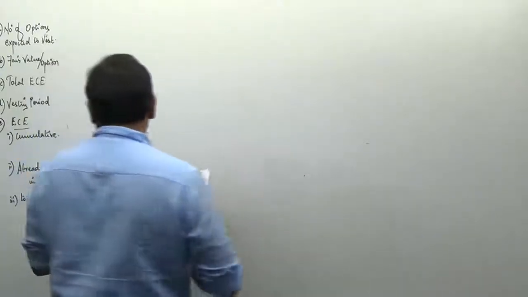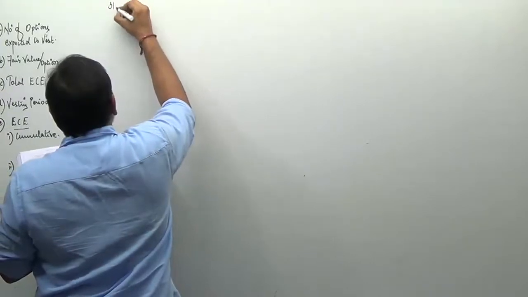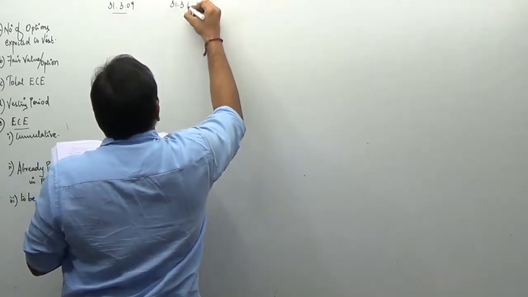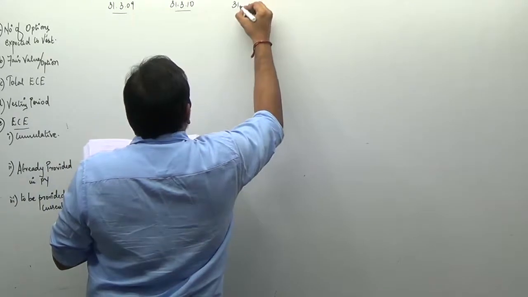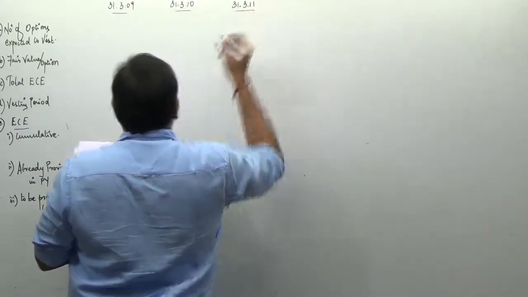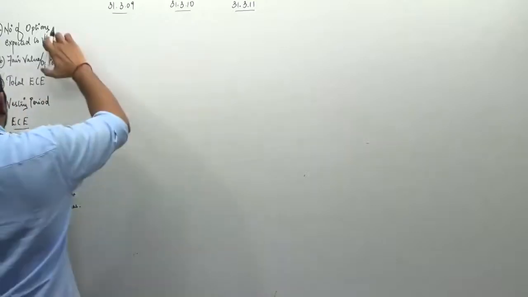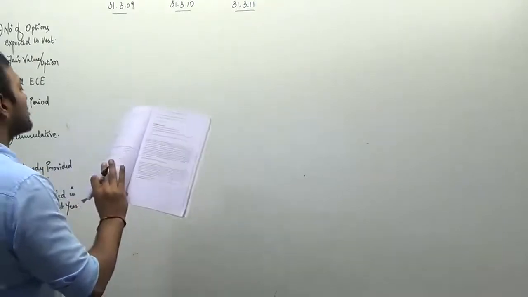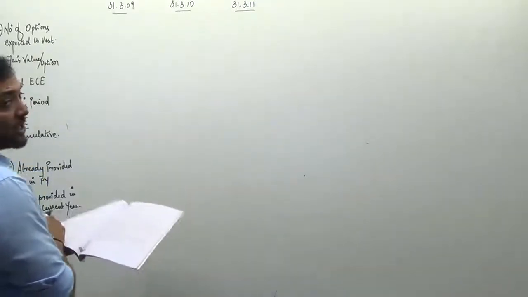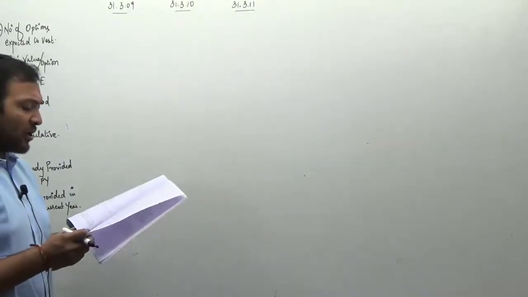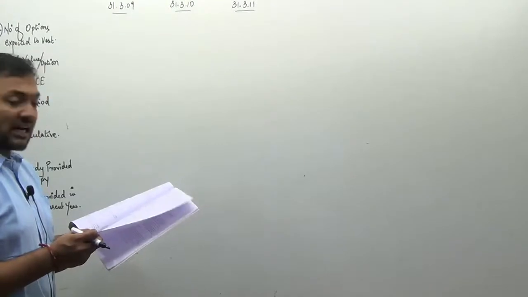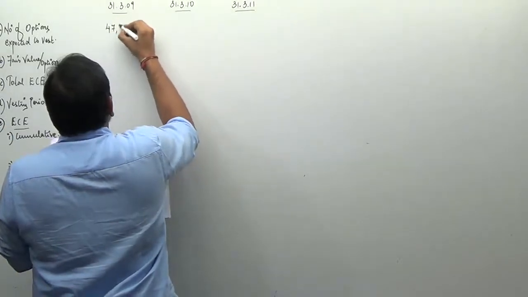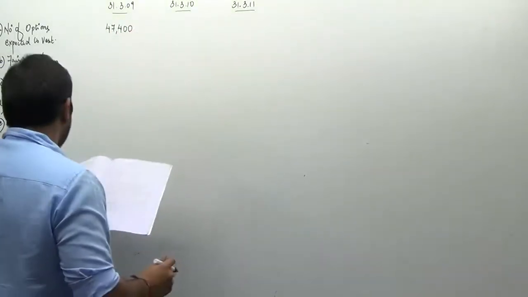What are the dates for me? 31st March 2009, 31st March 2010, 31st March 2011. Number of options expected to vest. Come to the position as on 31st March 09. Number of employees expected to be entitled to the option are 474. How many options are given per employee? Turn to the first table. Number of options granted per employee are 100. So 474 into 100, 47,400.